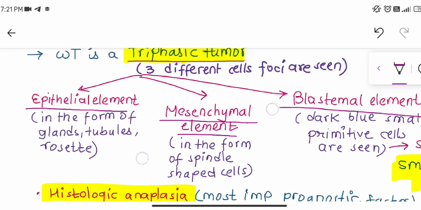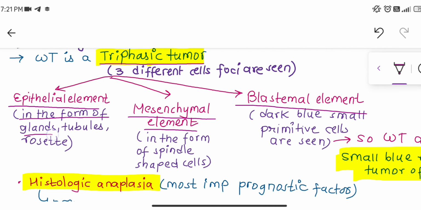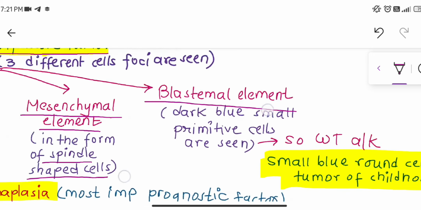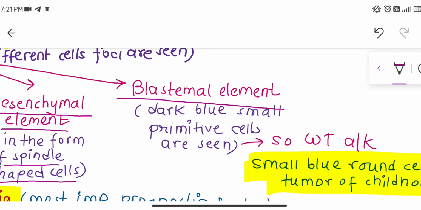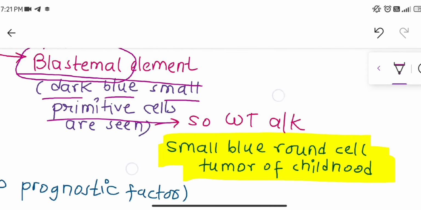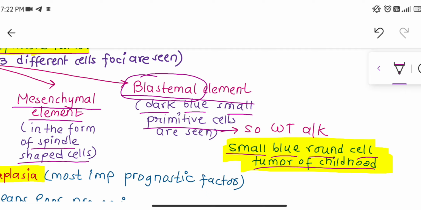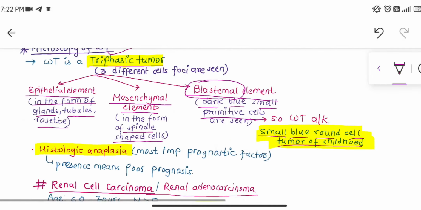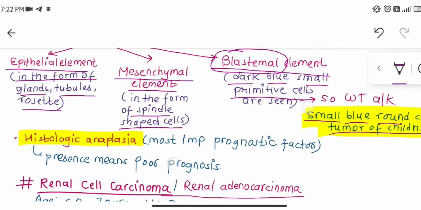Epithelial elements are present in the form of glands, tubules, as well as rosettes. The mesenchymal elements are present in the form of spindle shaped cells, whereas the blastemal element represents the embryo. So they will be primitive, dark blue small cells, and that's why Wilms tumor is also known as small blue round cell tumor of childhood, because it possesses the blastemal element as well.